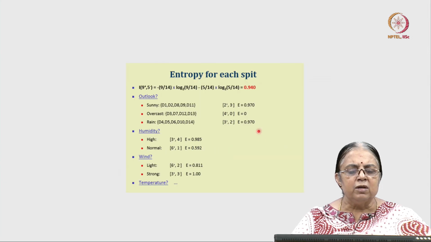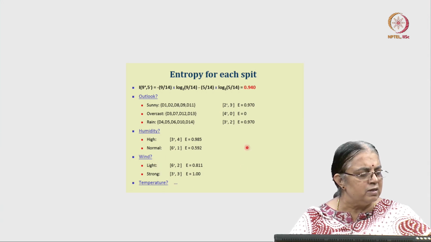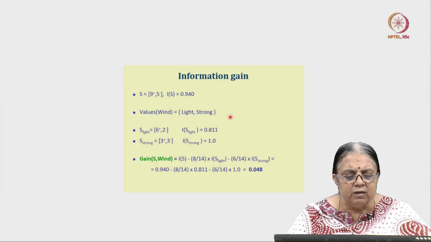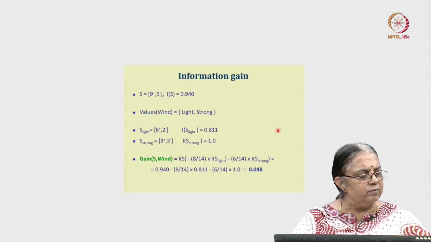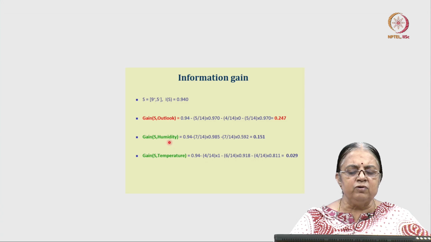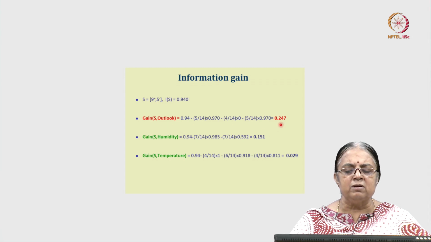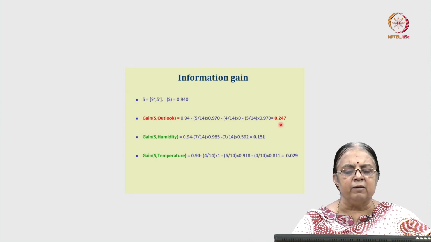So, once we do outlook, we can do the same for humidity, wind, temperature, etc. Once you do all that, you get the information gain for all of them. So, the gain for outlook is 0.247, the gain for humidity is 0.151 and the gain for temperature is 0.029. So, you can see outlook has the highest gain. Whatever has the highest gain, you take that feature as the feature on which you are going to have the root node or the node at that particular point in time.